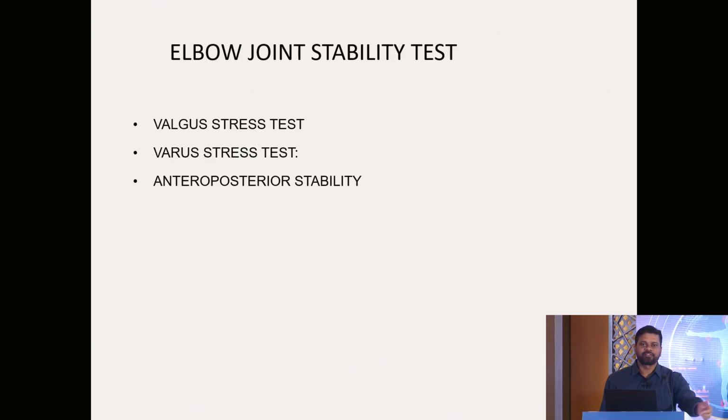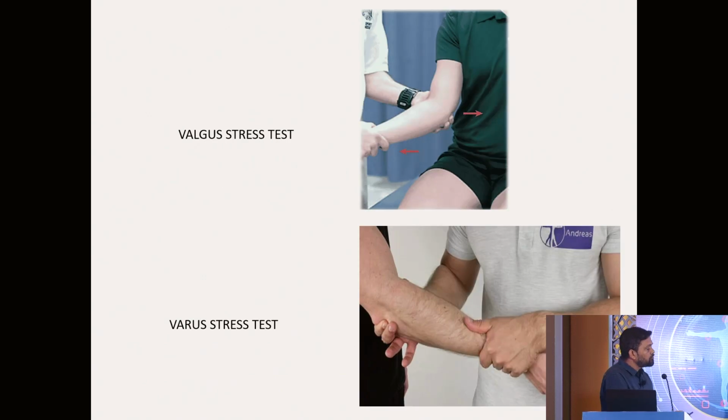For the elbow joint stability test, we do the valgus stress test, varus stress test, or anteroposterior stability. For the valgus and varus tests, don't perform the test in elbow extension. Make a little bit of flexion to unlock the joint and then apply the force. For the valgus stress test, first you stabilize the humerus, and then apply the outward force.